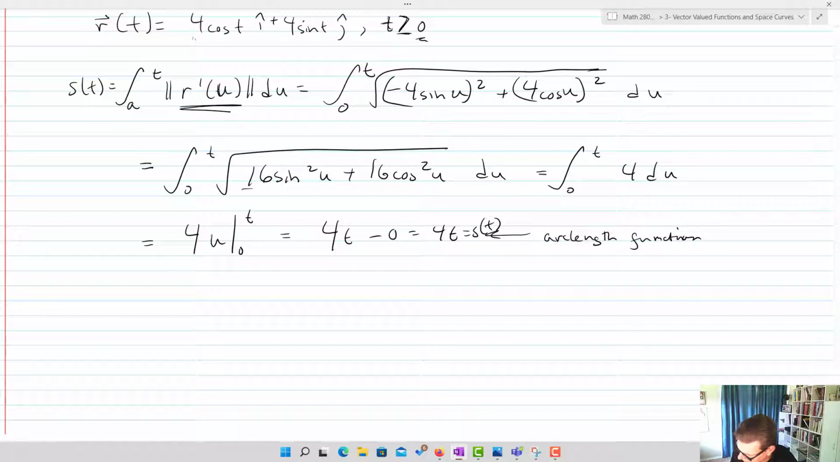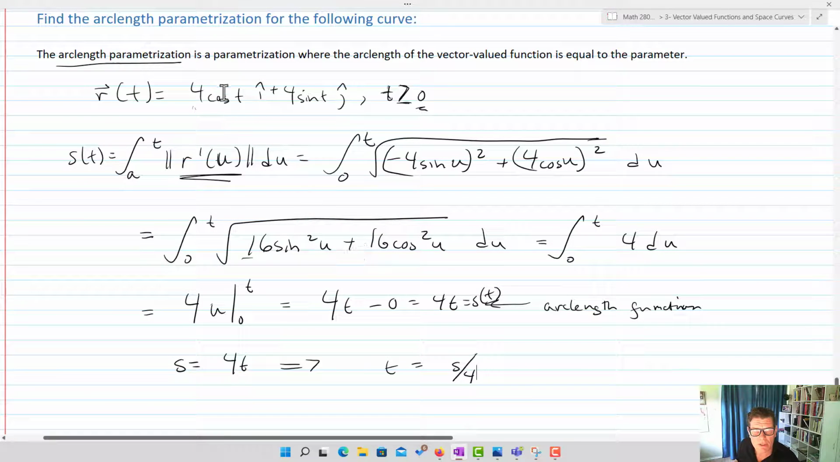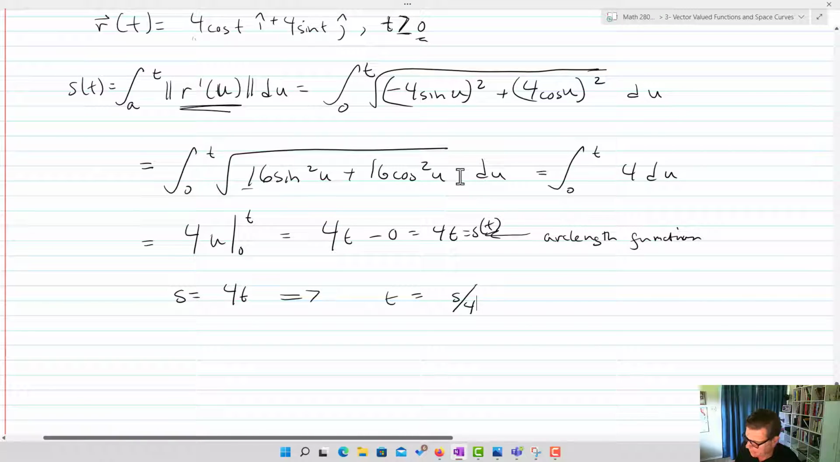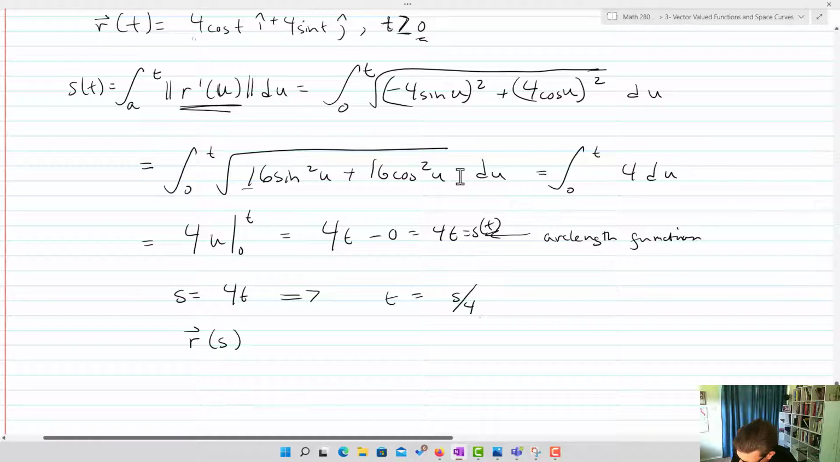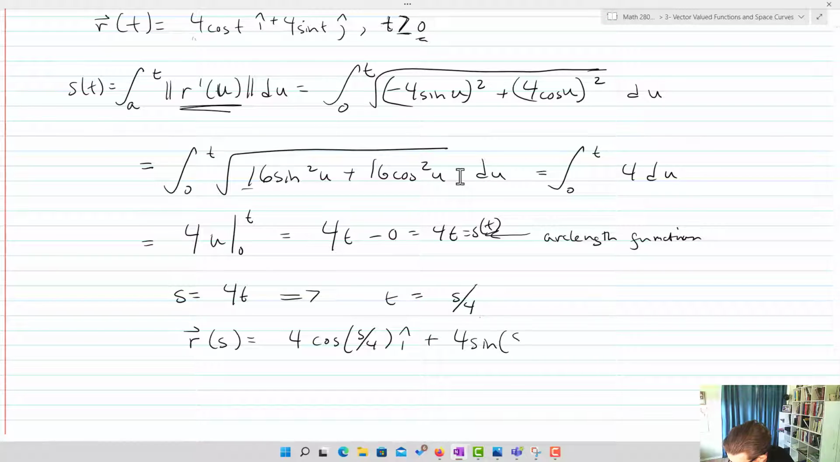Now I'm going to let s equal 4t, which implies that t equals s over 4. What I'm going to do now is go back up to my original vector valued function, 4 cosine t i plus 4 sine t j, and plug in s over 4 for t. So r of s is now going to equal 4 cosine s over 4 i plus 4 sine s over 4 j.